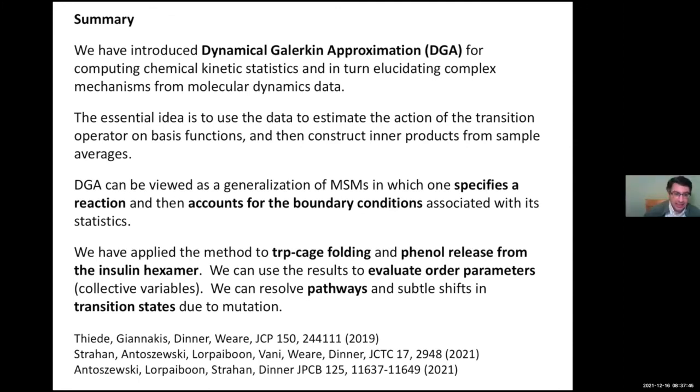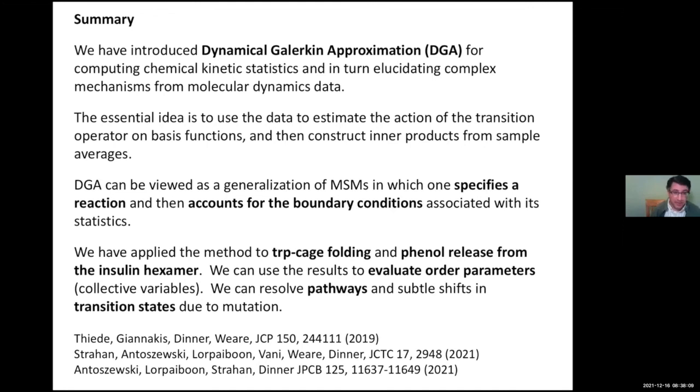Yeah, so at least in our hands, with our data set, we find with MSMs and DGA we get similar results, but neither of them are actually converged. We have to go to longer lag times than we can with the 30 nanosecond trajectories. And so we're actually not at a converged result.